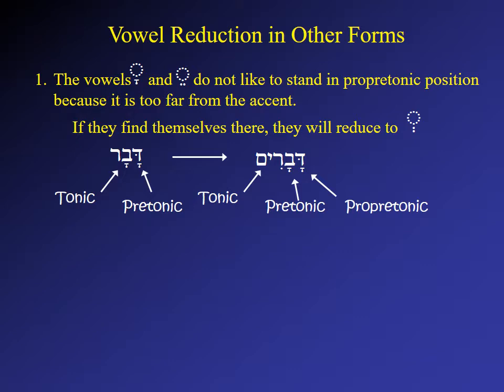Now here we find that this kametz is sitting in the propretonic position, and it really doesn't like being that far away from the accented syllable, and so this kametz here in propretonic position will reduce, and our word becomes devarim. Devarim. So the reason this vowel reduces is because kametz in propretonic position will always reduce.